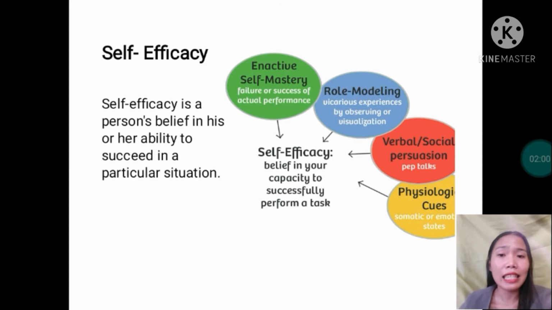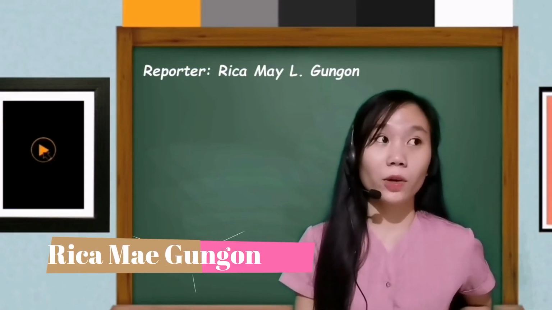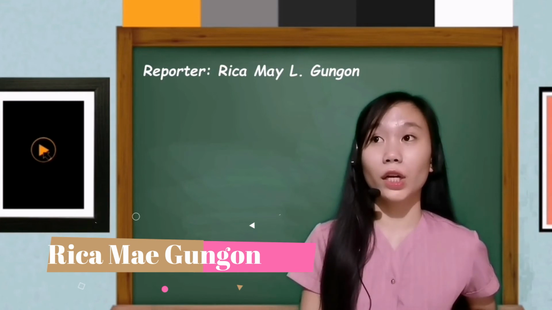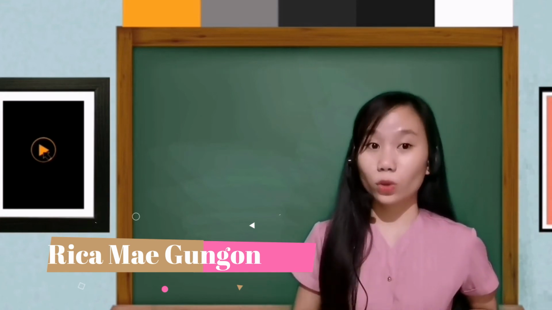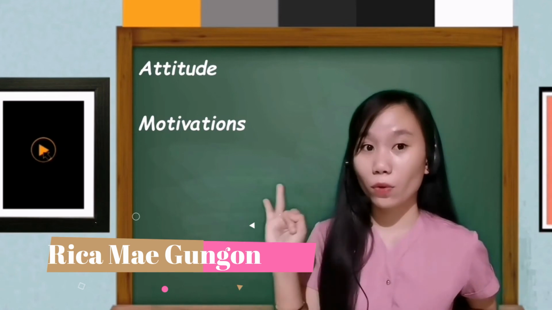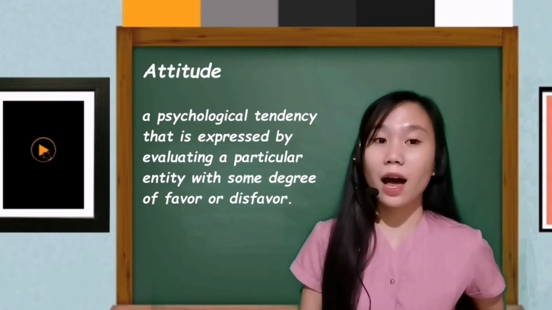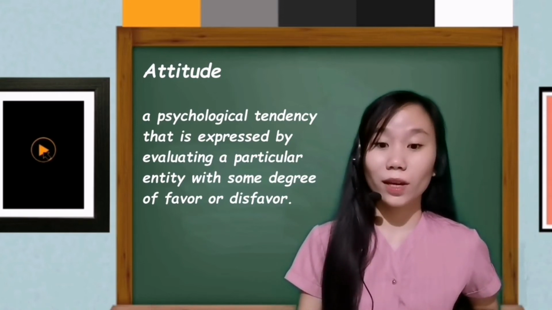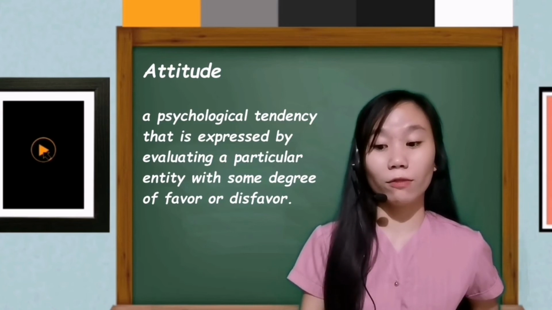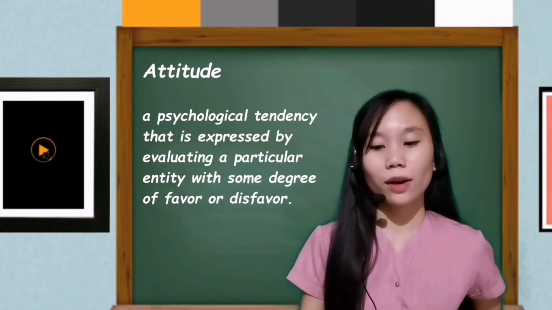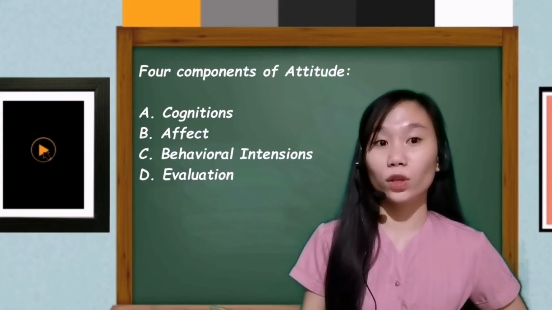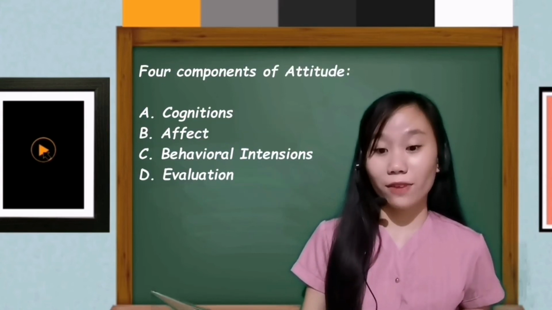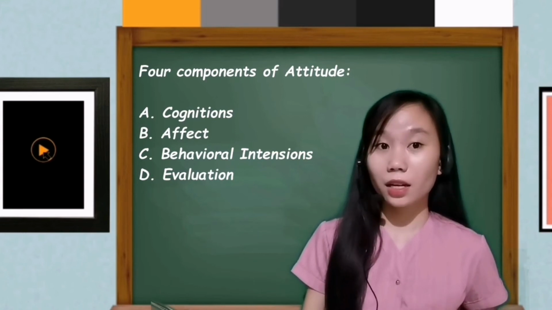And lastly is physiological cues, somatic or emotional state. In the affective domain, we considered learning competencies, and also the following focal concepts, which are attitude and motivation. First is attitude. Attitude is a psychological tendency that is expressed by evaluating a particular entity with some degree of favor or disfavor. Attitudes are comprised of four components, which are cognitions, affects, behavioral intentions, and evaluation.